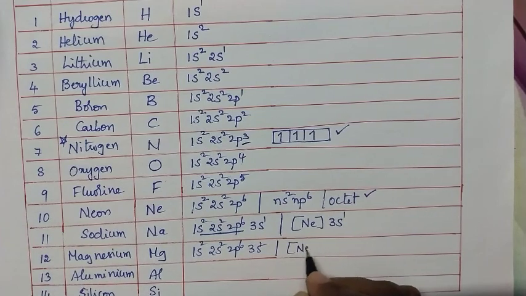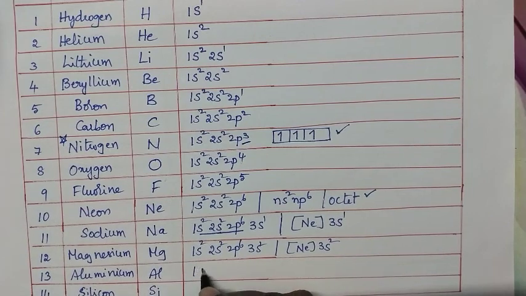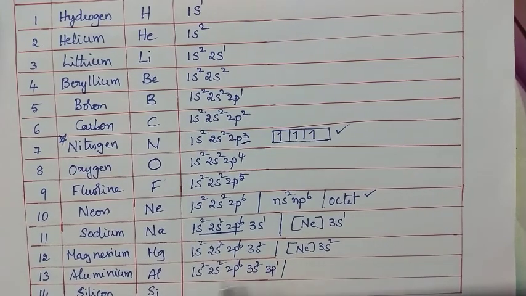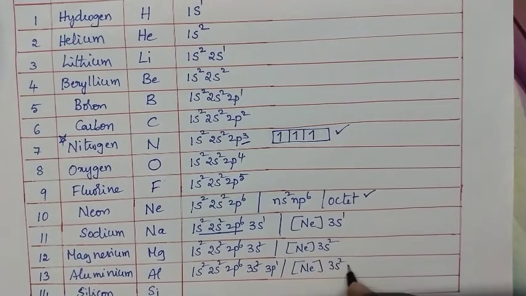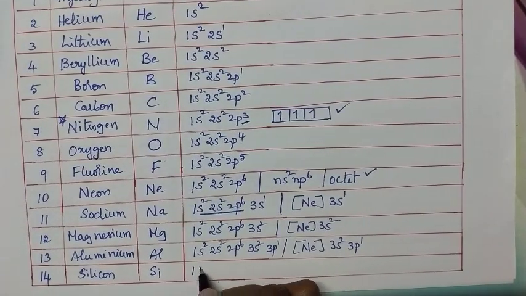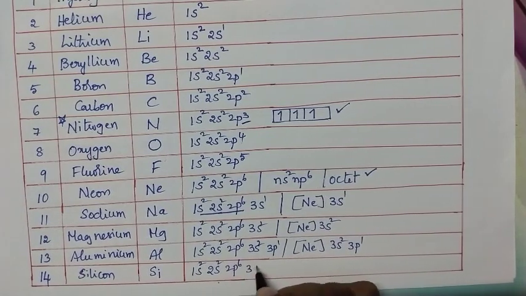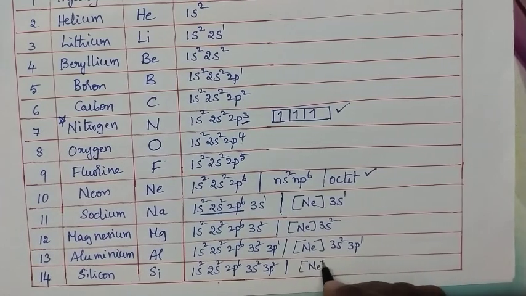written as neon 3s2. Coming to the aluminum, its configuration is 1s2, 2s2, 2p6, 3s2, 3p1. So it can also be written as neon 3s2, 3p1. And coming to the silicon, its configuration is 1s2, 2s2, 2p6, 3s2, 3p2, and hence it can be written as neon 3s2, 3p2.